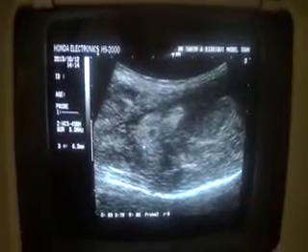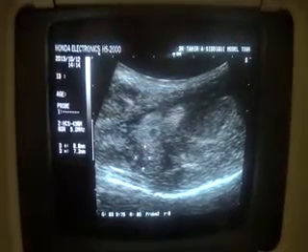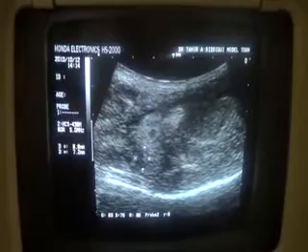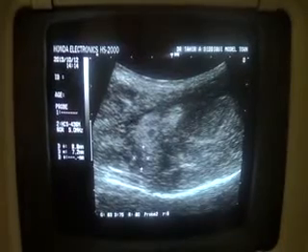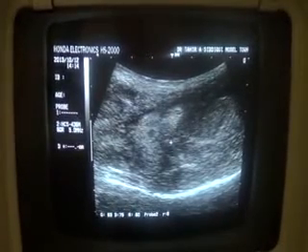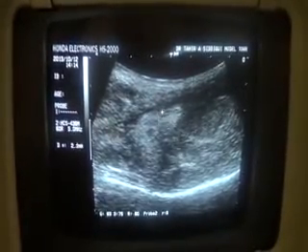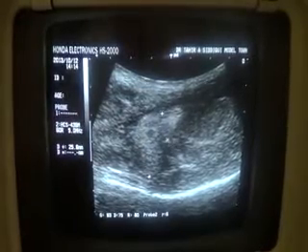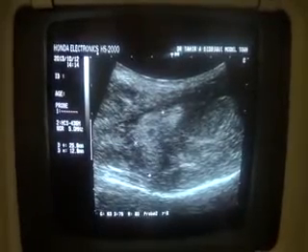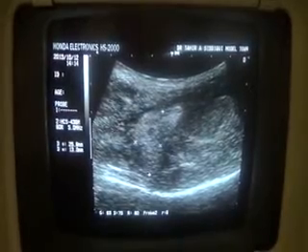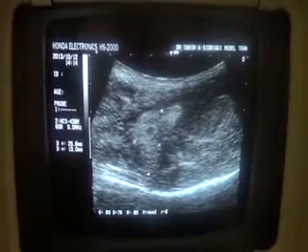a hypoechoic area measuring approximately 8.8 by 7.2 millimeters, with another sub-centimeter hypoechoic focal lesion seen in the right epididymis, measuring 2.5 centimeters in length and 1.29, or straight away 13 millimeters. So the epididymis is enlarged.